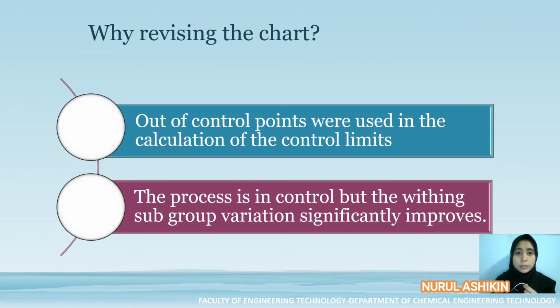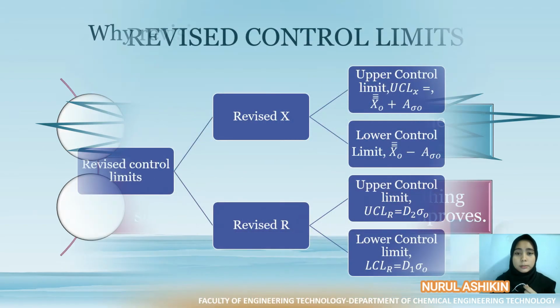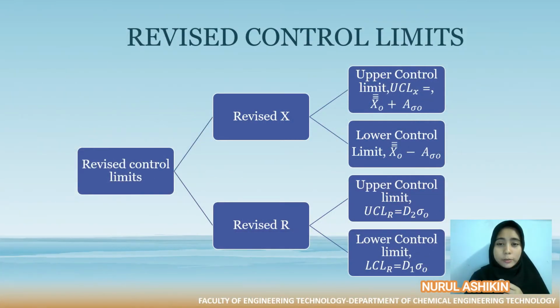I will continue on the revised control chart. The revised control chart is done to take the corrective action on the original control chart. In this revised control chart, the out of control points were used in the calculation of the control limit. There are two types of revised control limit, which are the revised X bar chart and the revised R bar chart. For the revised X bar chart, the corrective action is taken on the lower control limit, while for the revised R bar chart, the corrective action is taken at the upper control limit.